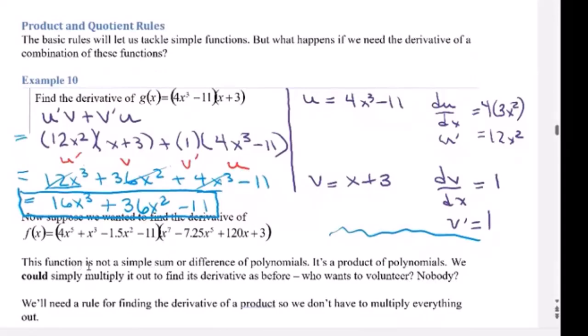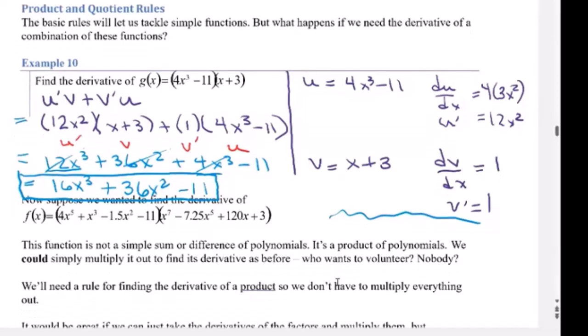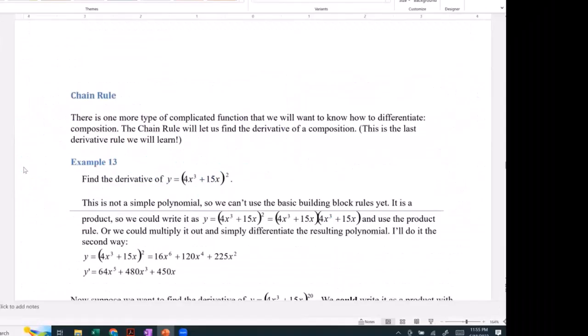Well, this function is not a simple sum or difference of polynomials. It's the product of polynomials. We could simply multiply it all out to find its derivative as before. I didn't do that before; I used the product rule. Who wants to volunteer? Nobody. Who's going to want to multiply these together? I mean, I'd do it if I had to, but there's a better way. So I'm going to do it two different ways.